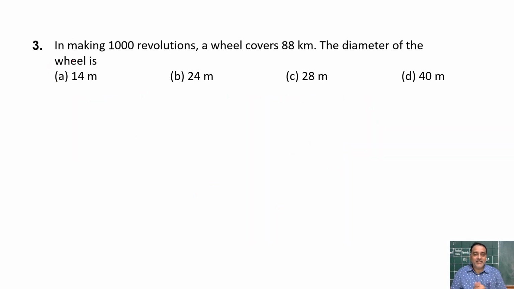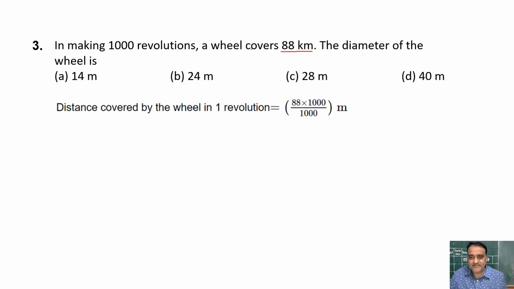option A, right. Now the next question: in making 1000 revolutions, a wheel covers 88 kilometer. The diameter of the wheel is dash. So total distance is given and total number of revolutions is given, and we have to find the circumference. That is the distance covered in one revolution, so that will be equal to total distance upon number of revolutions. So 88 kilometers. See, all the answers are given in meter, so better to convert 88 kilometer into meter. So 88 into 1000 divided by 1000. This step is clear? Yes, sir.